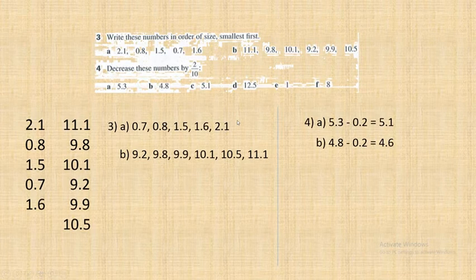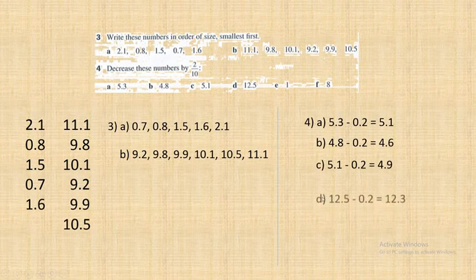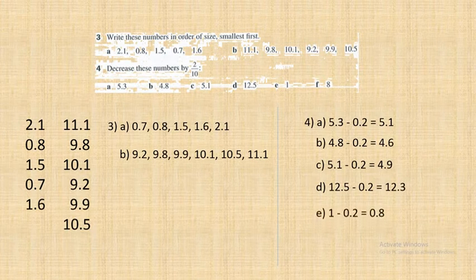So question number C here is 5.1 minus 0.2, it's going to be 4.9. And then question number D is 12.5, I will subtract 0.2, which is going to be 12.3. And question number E, it's going to be 1 minus 0.2, which is going to be 0.8. And the 8 here, I will subtract 8 minus 0.2, which is going to be 7.8. Okay, let's go to question number 5.